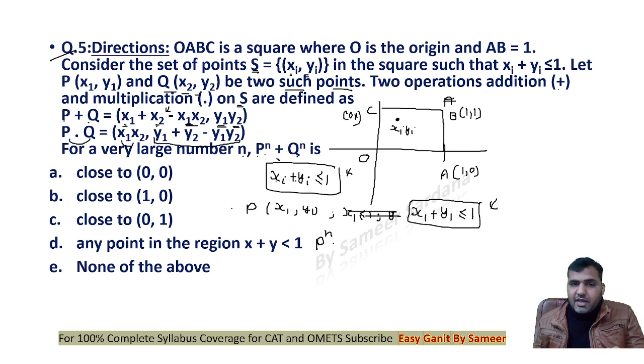Now what is P power n? P power n is P multiplied by P multiplied by P, multiplied for how many number of times? N times, as per the given question.